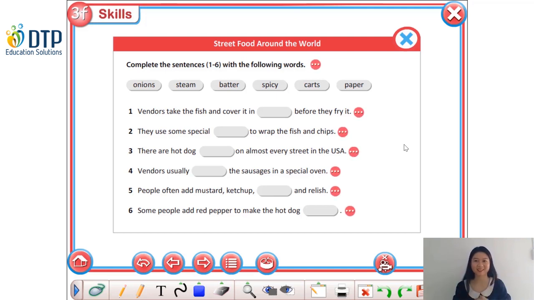And number 6, what makes the hot dog spicy?